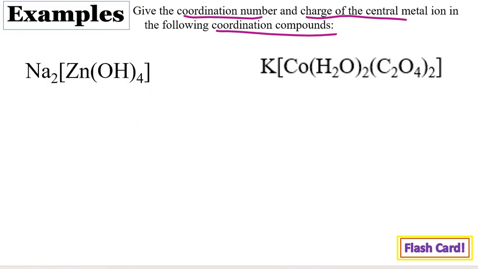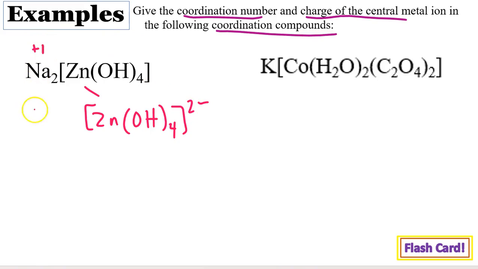So let's go ahead and do that. So here the complex ion is going to be Zn(OH)4, okay? And of course, this entire thing is going to have a 2- charge. Why? Because sodium, we already know, is going to be a +1 charge, and there's 2 of them. So if there's 2 sodium +1 charge, that means there has to be a 2- charge on the complex ion here. Okay, we broke that one down.